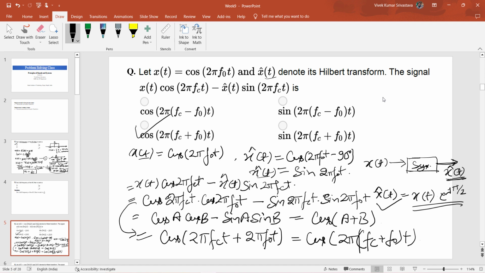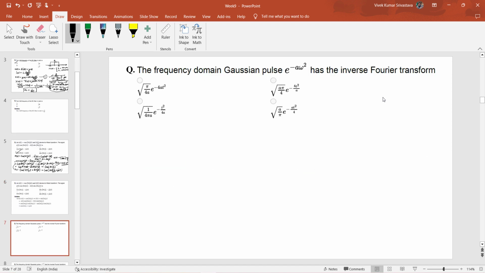Okay, so now moving ahead, the frequency domain Gaussian pulse e raised to the power minus a omega square has the inverse Fourier transform. So basically here the frequency domain Gaussian pulse is given to us, and by using this we have to determine the inverse Fourier transform. Okay, so basically to solve this problem we will use the duality principle.